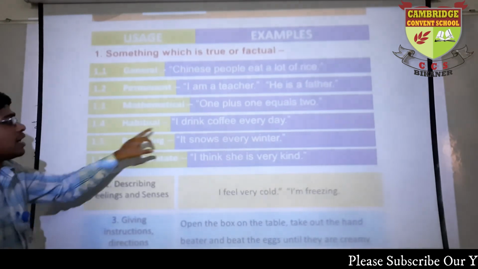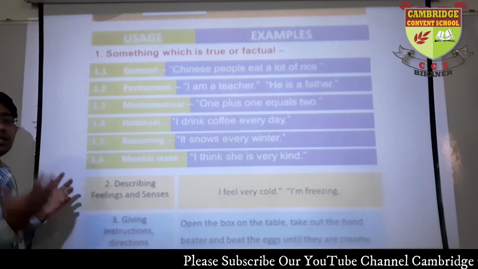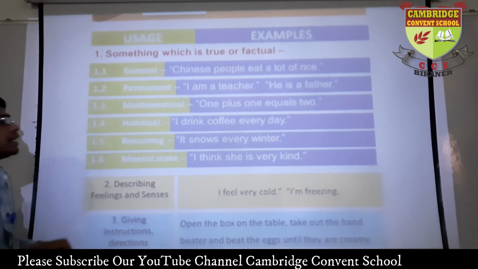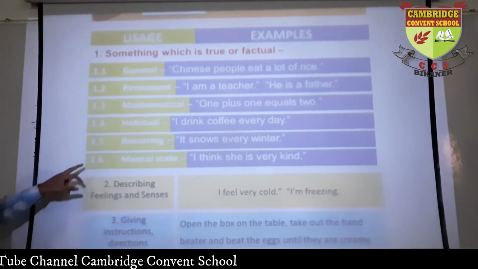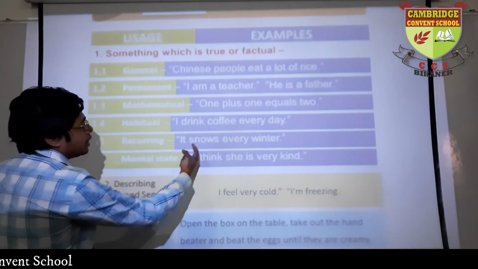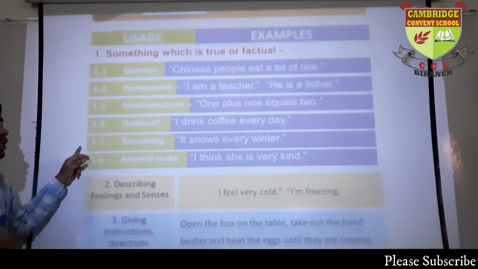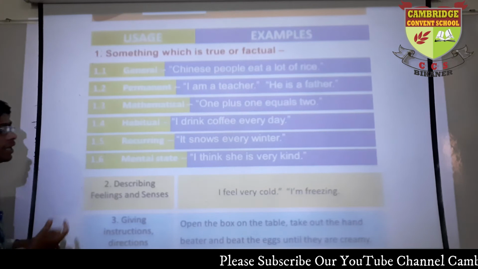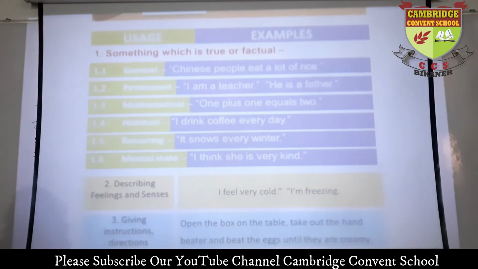Habitual actions, like I drink coffee every day, it's my habit, come in the present indefinite tense. Recurring, that is, repeated again and again, like it snows every winter, also comes in the present indefinite tense. That is an action which repeats again and again. For the mental state: I think she is very kind. That is a mental state. For the mental state we use the present indefinite tense.